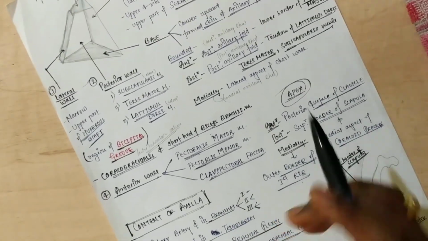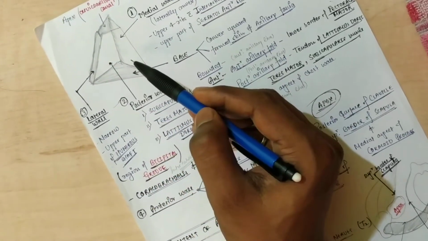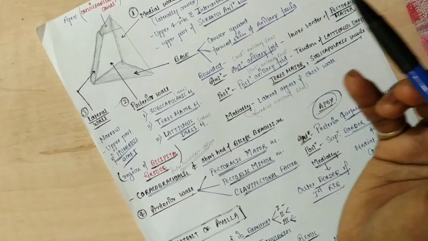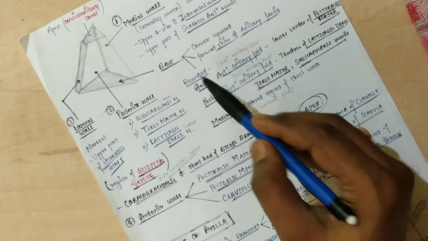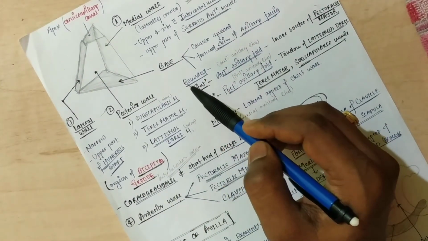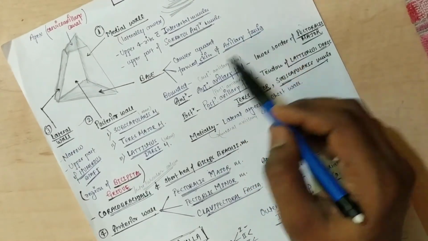Now we will come to the base. This structure is formed by the base. The base is convex, upwards convex, and formed by the skin and axillary fascia.